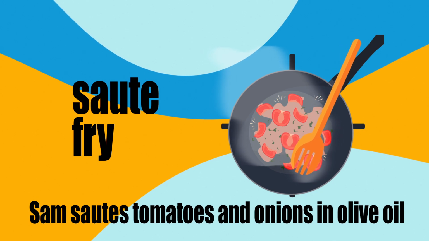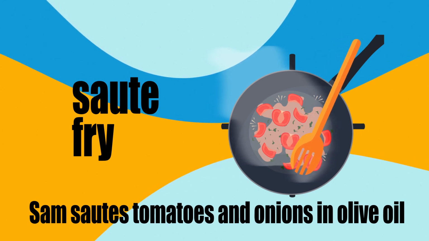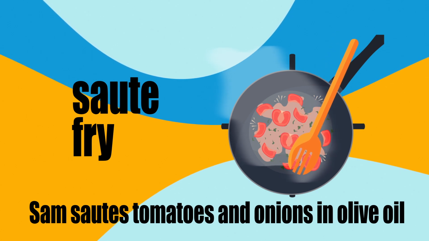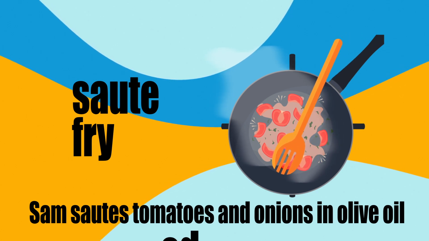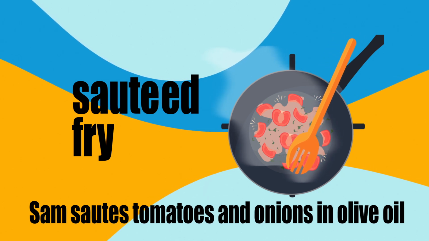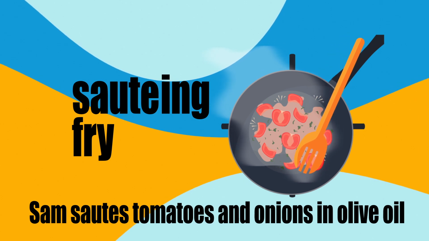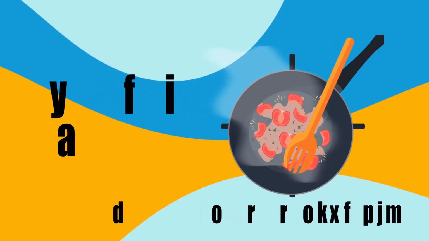Repeat after me. To saute. To saute means to fry. The past is sautéed, and the present participle is sautéing. Sam sautés tomatoes and onions in olive oil.